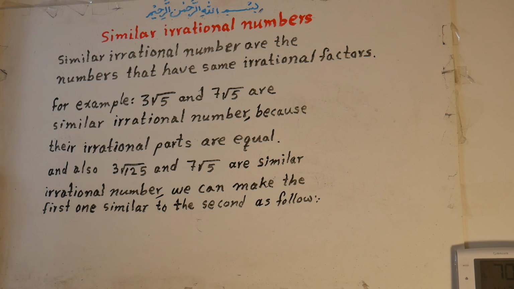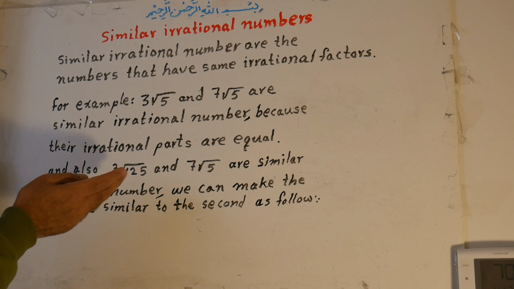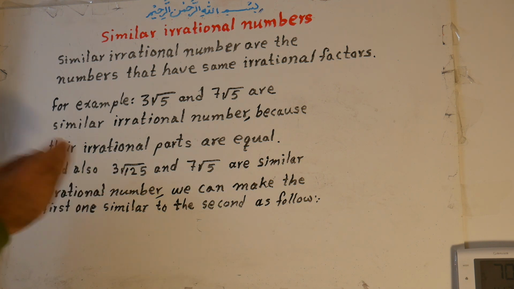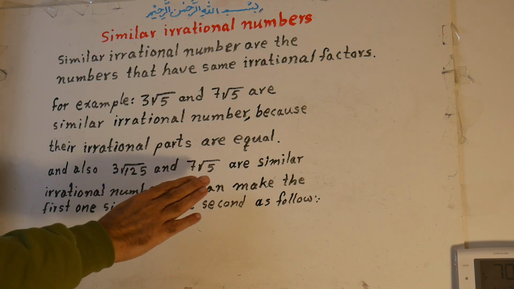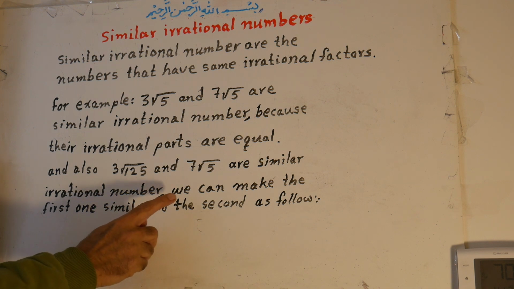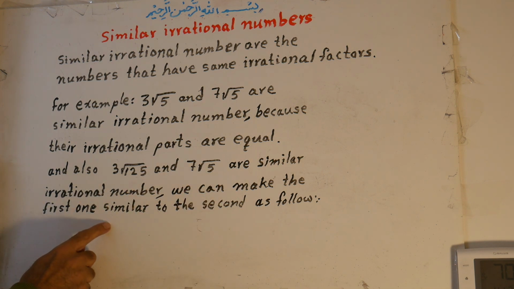And also 3 square root of 125 and 7 square root of 5 are similar. At first look, it seems they are not similar. But we can convert or change one of them to be equal to the other. We can make the first one similar to the second as follows.